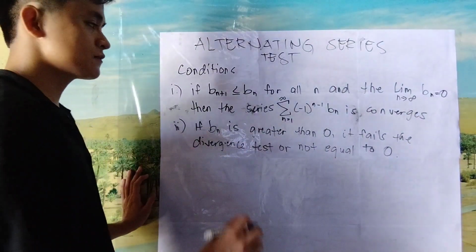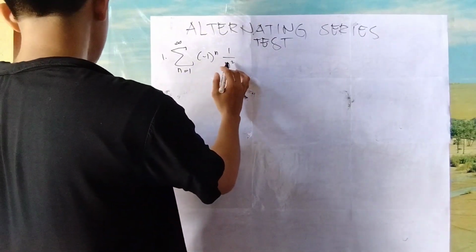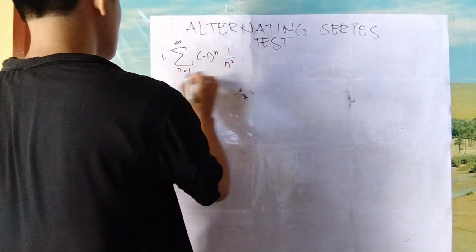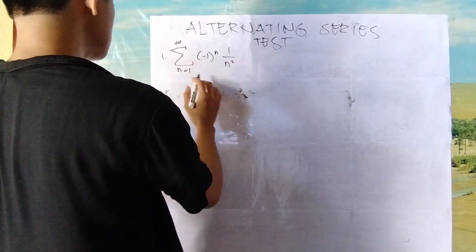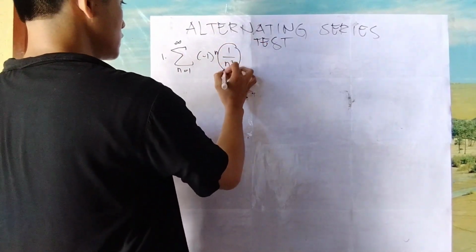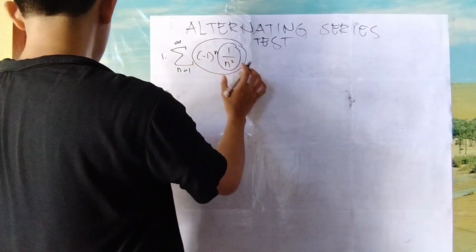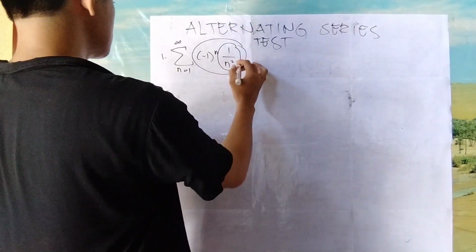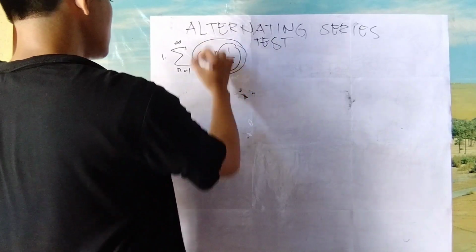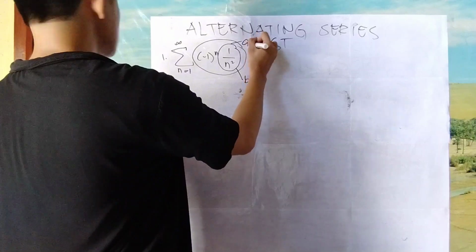So let's proceed to the first example. We have the series of negative 1 raised to n times 1 over n raised to 2, from n equals 1 to infinity. In this example, our b sub n is 1 over n raised to 2 and our a sub n is this whole series. We will only use b sub n and disregard a sub n.